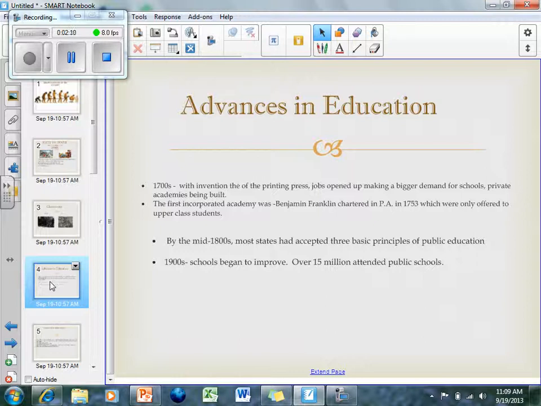In the 1800s, most states had accepted 3 basic principles of education: that schools should be free and supported by taxes, that teachers should be trained, and that children should be required to attend school. So that was one of the biggest changes. And then in the 1900s, schools began to improve. Over 15 million attended public schools.